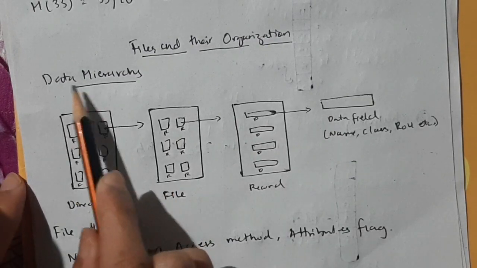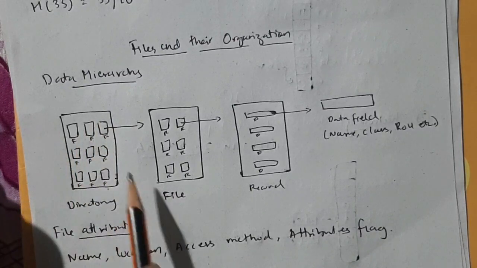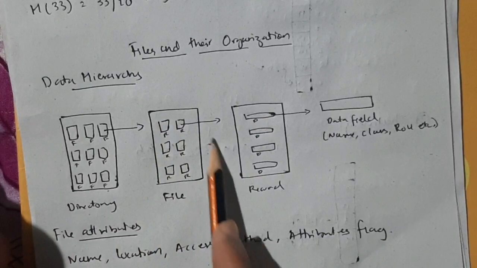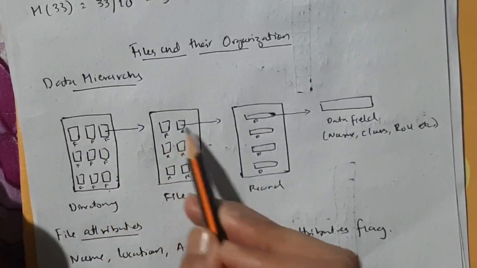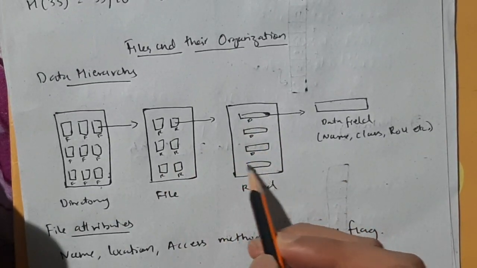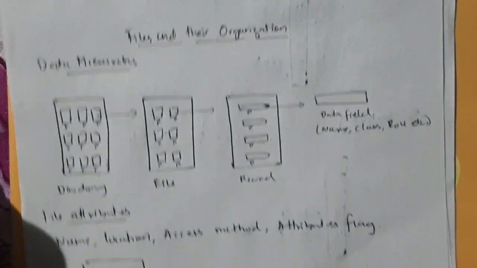Okay, now see, first topic you have is data hierarchy. Means what is a directory? In a directory, many files will be there. Each file will consist of all the records. Consider this file has all the records, and in a record what will be there? Many details like name, class and all. That's known as a data field. This is data hierarchy. First topic is over.